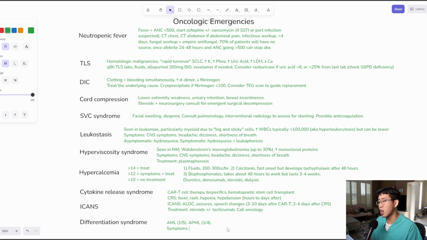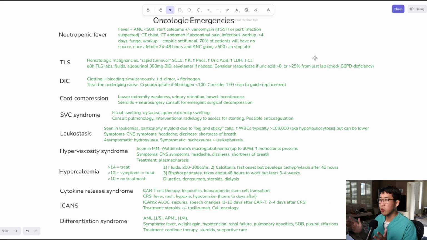So the symptoms are pretty similar to the above 2 conditions, but you get fever, weight gain, hypotension, and you can get renal failure. You can often get pulmonary opacities and lung abnormalities, shortness of breath, and pleural effusions. These are all some of the symptoms that you may see. In terms of the treatment, you want to continue therapy addressing their underlying AML and APML. You give them steroids, and in general, just continue supportive care.